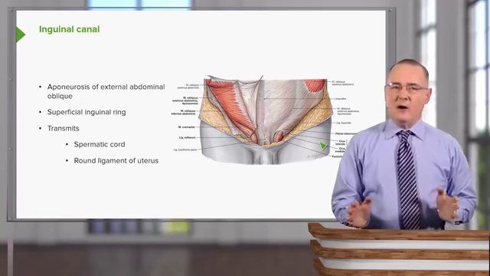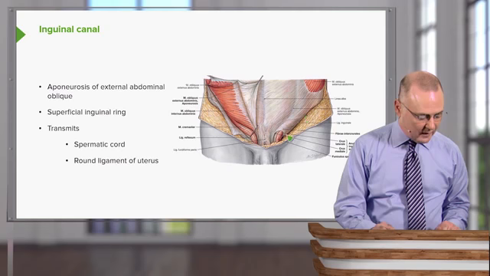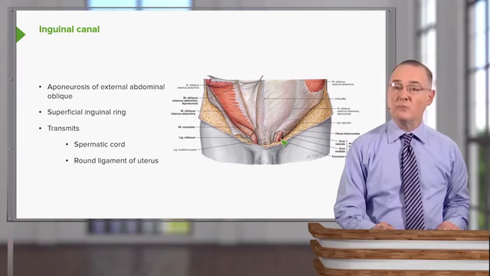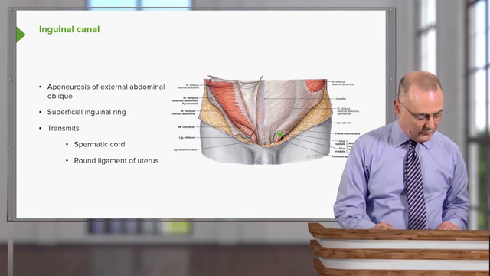The inguinal canal is an area shown deep to the aponeurosis of the external abdominal oblique here. It does form the inguinal ligament, which would be running right along here, coming from the anterior superior iliac spine down to attach to the pubic tubercle. This is the superficial inguinal ring, which is an opening then within the aponeurosis of the external abdominal oblique.